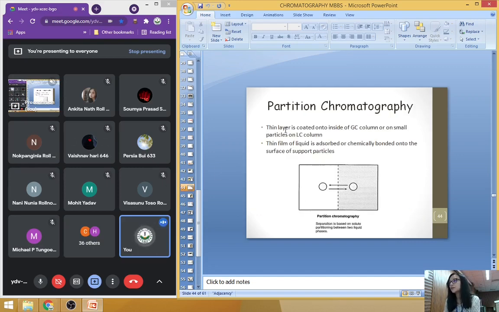Then in the case of thin layer chromatography, a thin layer is coated onto the inside of a gas chromatography column or onto small particles in a liquid chromatography column. So partition chromatography can be used in both gas chromatography and liquid chromatography. And as I told you, the name gas chromatography or liquid chromatography is based on the mobile phase and not on the stationary phase.